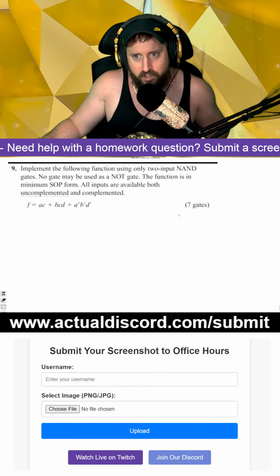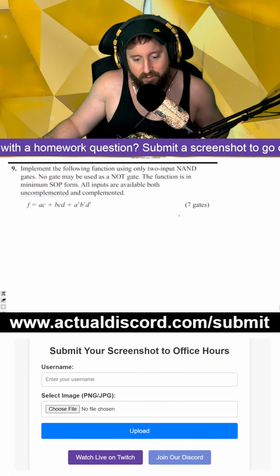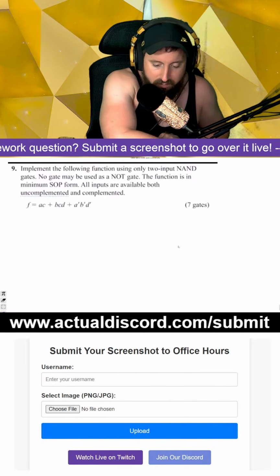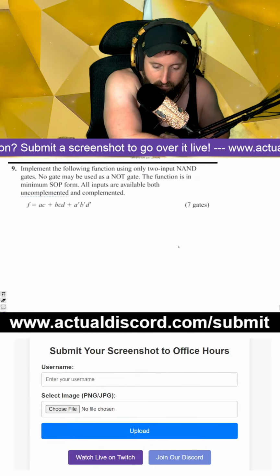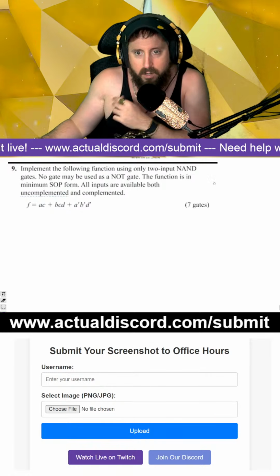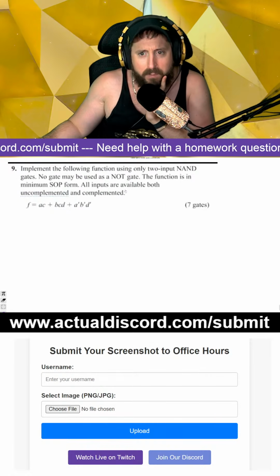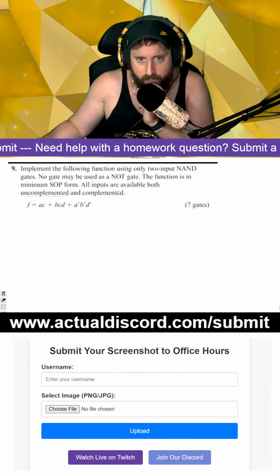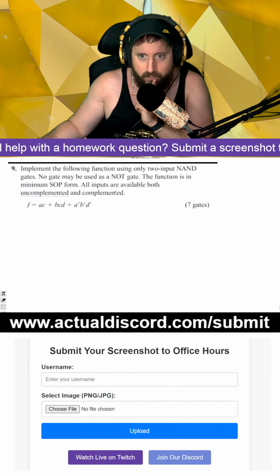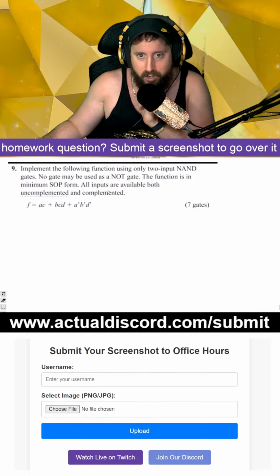Implement the following function using 2 NAND gates. Okay, so that's like the opposite of AND, right? Is that how that works? No gate may be used as a NOT gate. The function is in minimum SOP form. All inputs are available, uncomplemented and complemented.